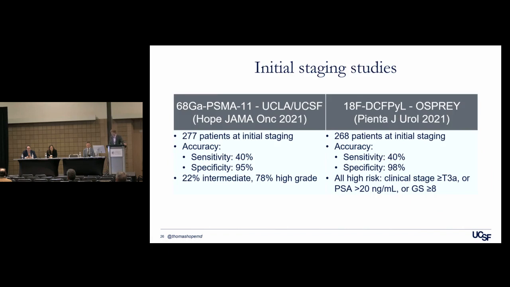These are the papers really that support the initial staging indication. So our paper out of UCSF and UCLA using gallium PSMA-11, and then the OSPREY trial with DCFPyL. Very similar studies, surprisingly similar patient numbers, very similar sensitivities and specificities. In essence, these agents behaved nearly identically. What's interesting is these sensitivities were lower than we actually had anticipated.